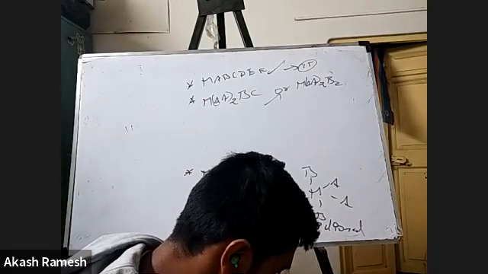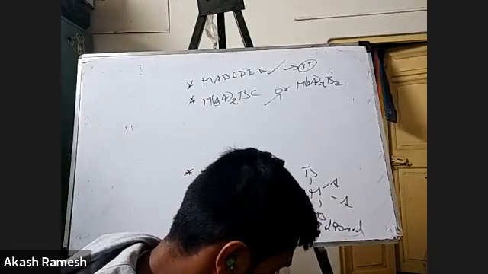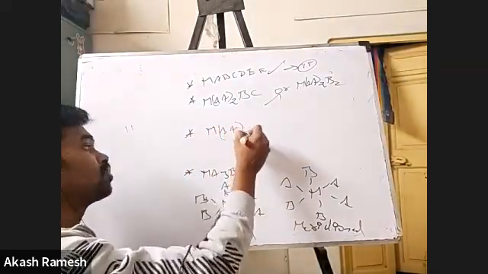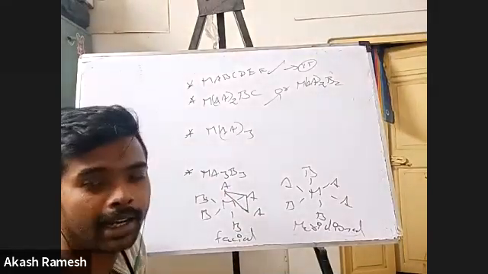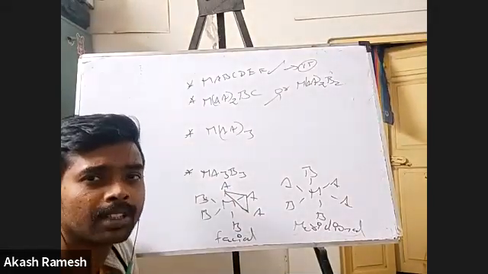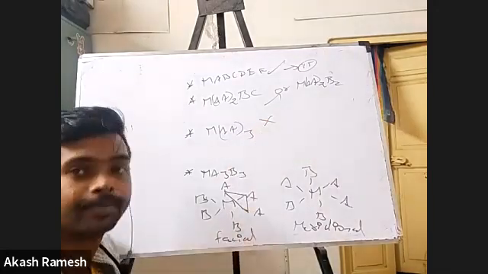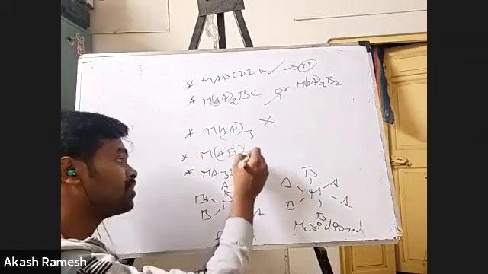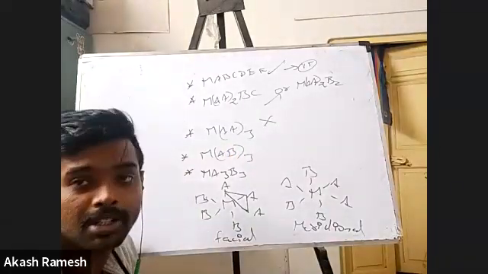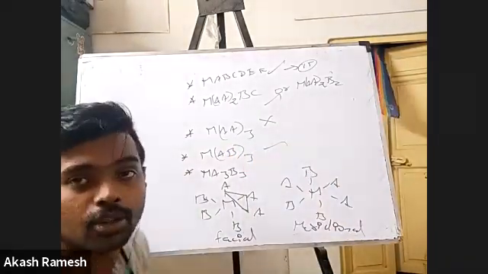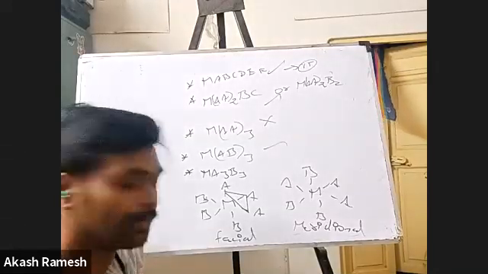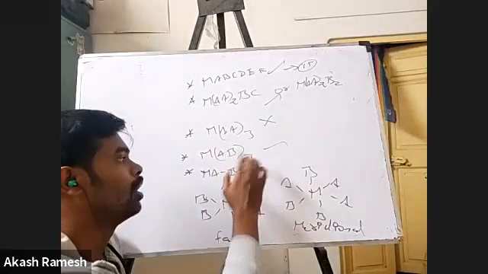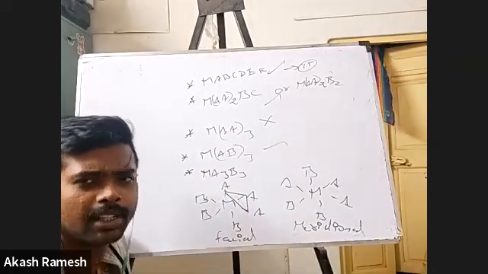One more thing. If I have M, AA thrice, 3 didentate ligands making coordination number 6, obviously this is not going to show. But if I have M, AB thrice, in the sense if it's an unsymmetrical bidentate ligand, definitely it will show. So you can try to put it on paper and you'll get it. This will not show, but this can show cis and trans easily.